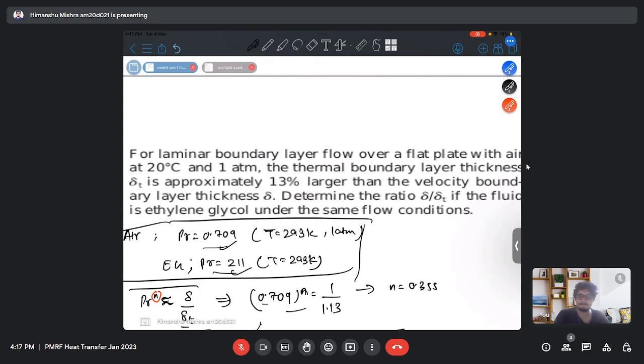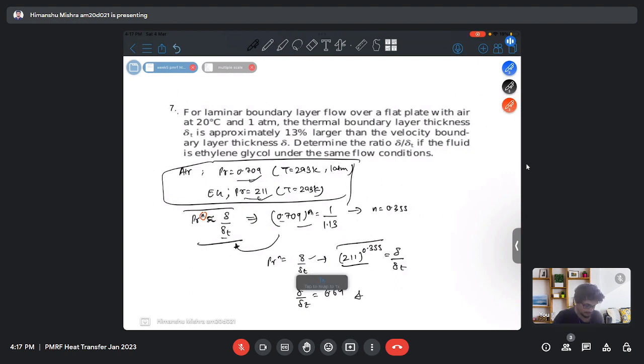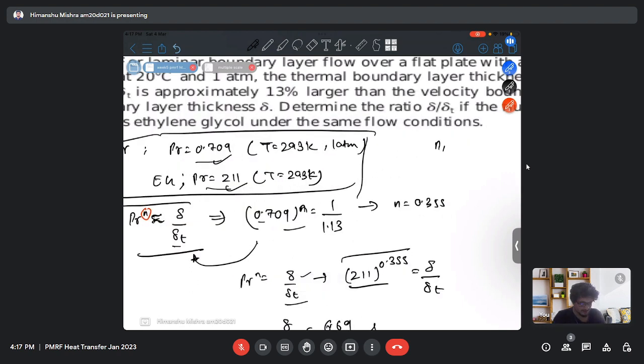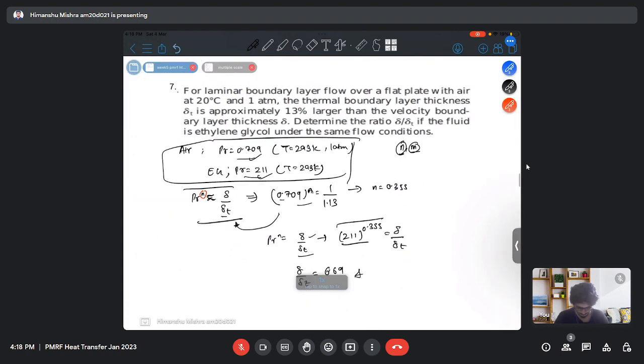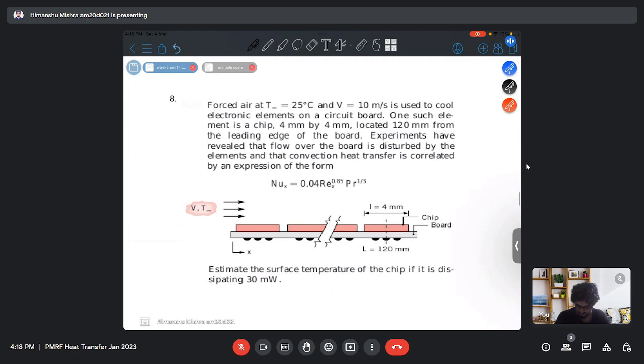Okay, sorry. Yeah, so the main concept behind this question is to use the available data to find the constant like n, m, we found m in the previous one. And once we get the exponent on this constant, we can use the same relation to define the modified property or just a ratio, whatever it is asked in the question. So let's move to the next question.